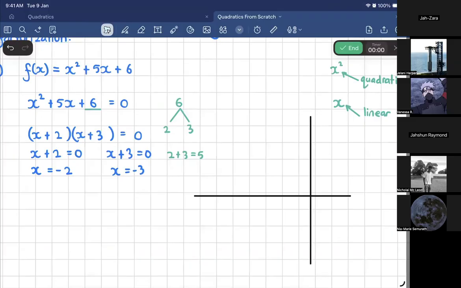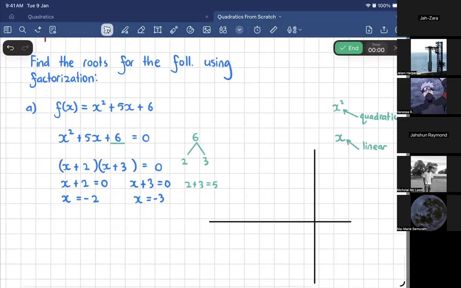So I want somebody to tell me, what are my x-intercepts? From what we just did, what are the x-intercepts?